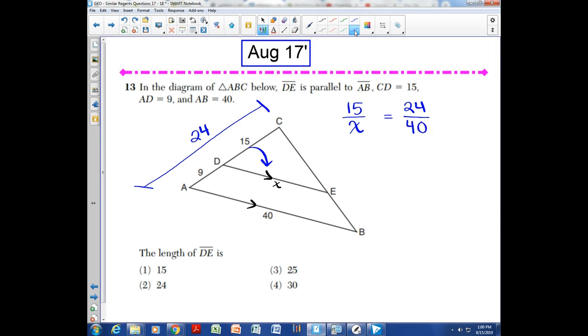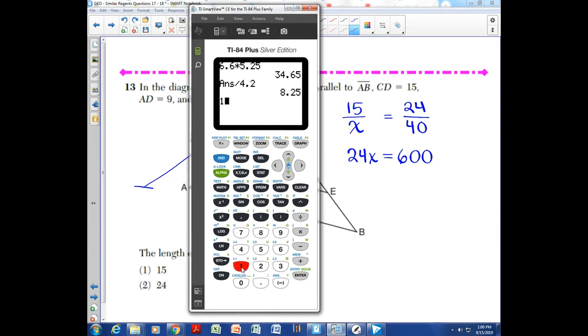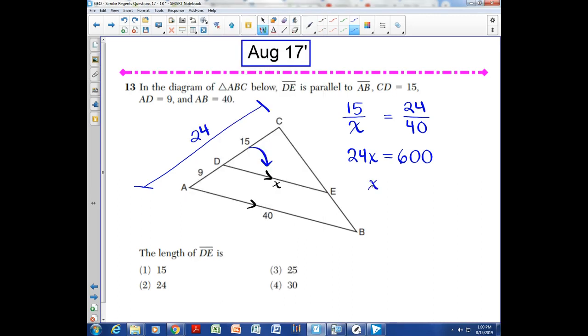And now I'm going to cross multiply. 24 times x is 24x. And I'm going to multiply 40 times 15, which is going to give me, I believe, 600. Take out the calculator just to show you. 15 times 40. And then divide both sides by 24. And we're going to get x is equal to 25. DE is equal to 25. There it is.